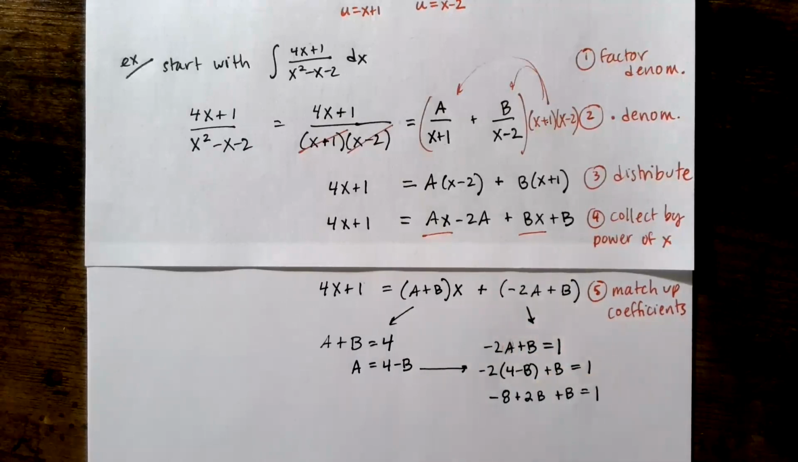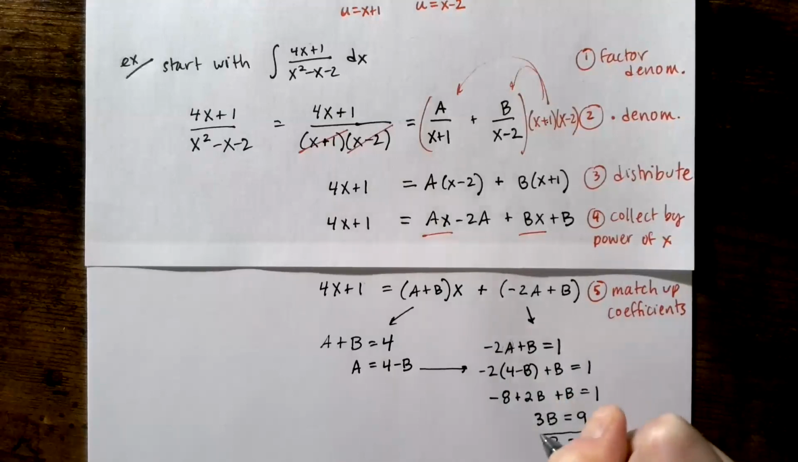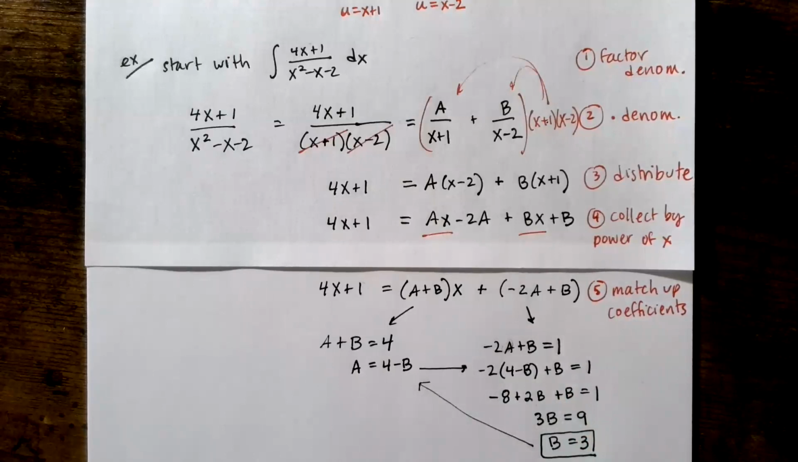Negative 2B plus 1B is negative B, and I'm also going to add this 8 to the right-hand side to get 9. Divide both sides by negative 3, and I get that B is 3. And now I can send this back up here and say, okay, if B is 3, then A is 4 minus that 3. So A must be 1. And of course, the more coefficients you have to solve for, the more elaborate this step is. But this is a nice representative example of the process.